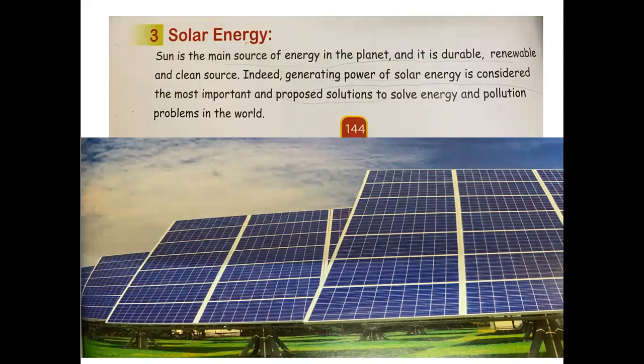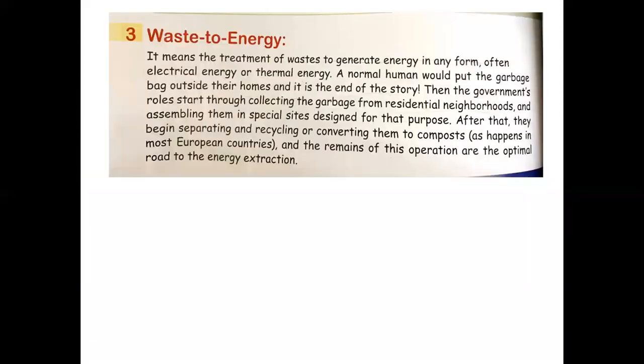Now, the next thing is solar energy. The sun is the main source of energy on the planet, and it is a durable, renewable, and clean source. Nothing is wasted and no pollution is created. Generating power from solar energy is considered the most important proposed solution to energy and pollution problems in the world. It is a very advanced, modern way of generating energy. It has become very economical to use solar plates to generate electricity in people's homes. First it was used only at the upper level, but it became very common, and now almost everyone is able to use solar energy.